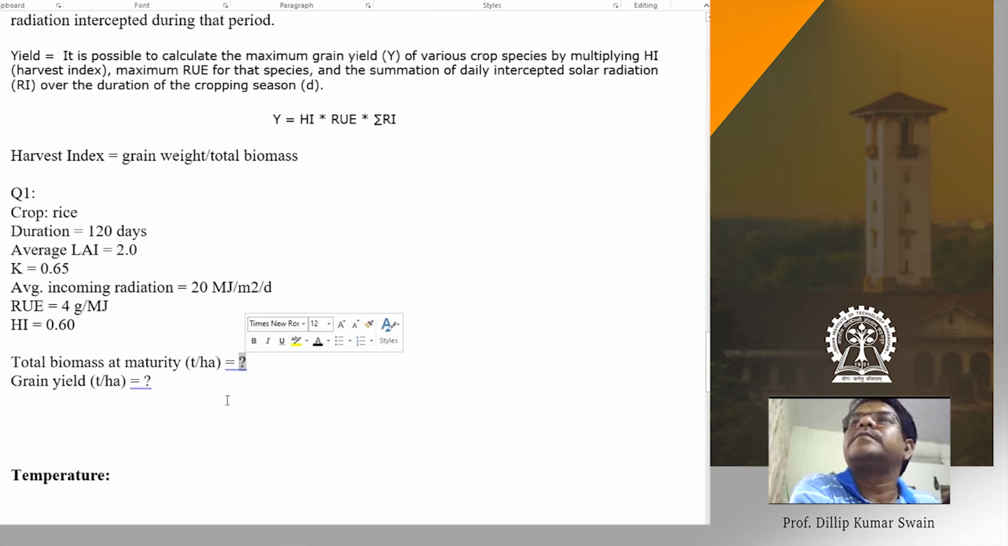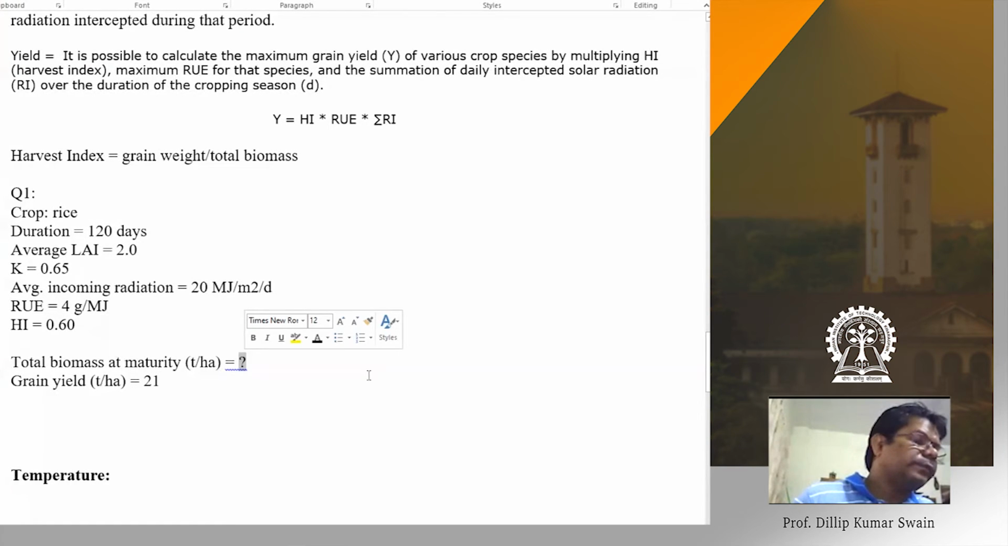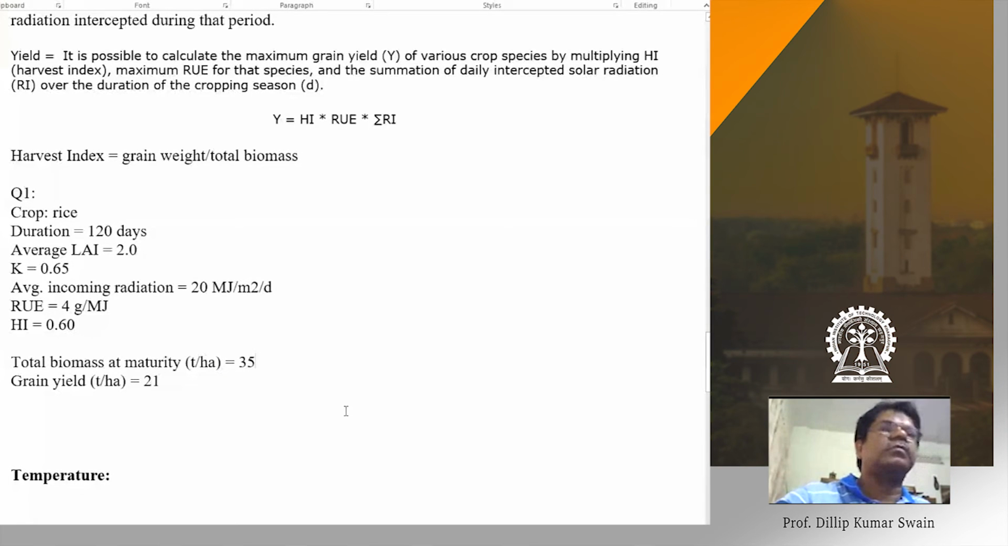Sir, I guess it's coming around 21 tons per hectare. That is for grain yield, right? Grain yield. Yes, sir. Okay, 21 tons per hectare, and the biomass is coming 35. Yeah, I think this is the correct value.